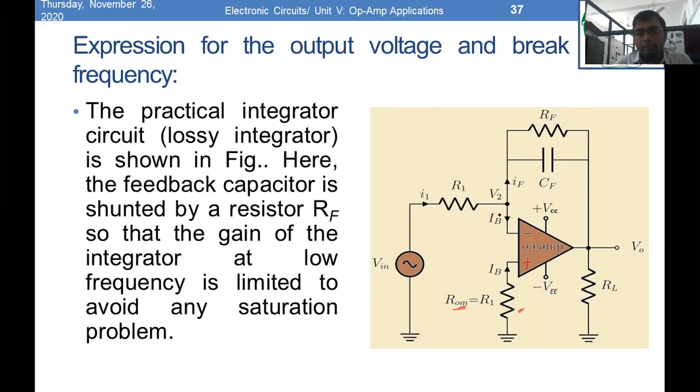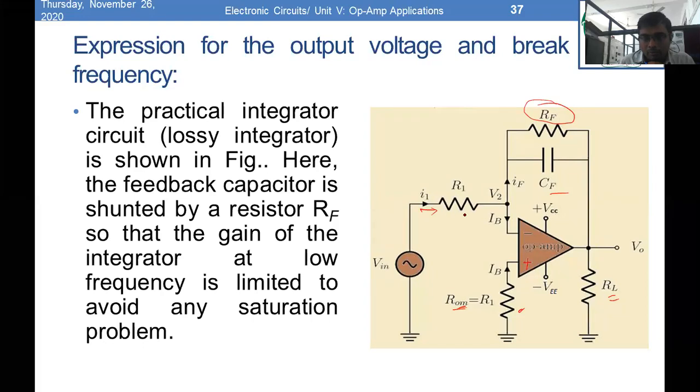Then the inverting terminal, as usual, has R1, and the only modification we have made is that we have added RF in parallel to CF. And the load resistor RL is there. Now you can see this practical integrator circuit here. The feedback capacitor is shunted by RF, so the gain of the integrator at low frequency is limited, avoiding any saturation problem. Now you have to analyze it.